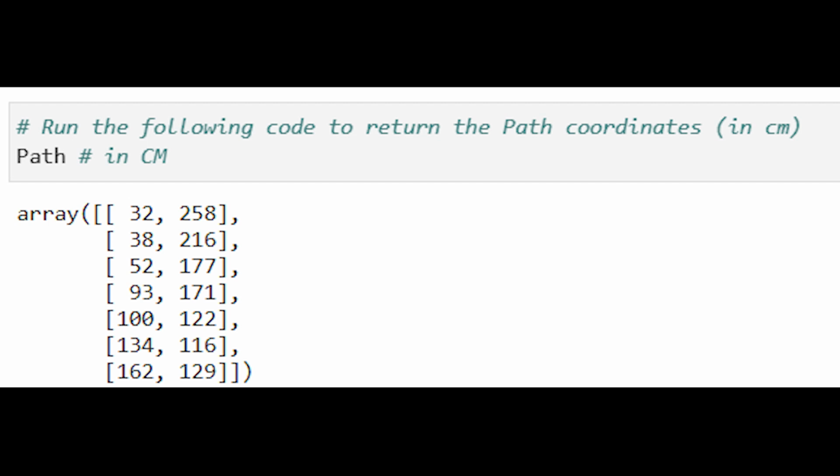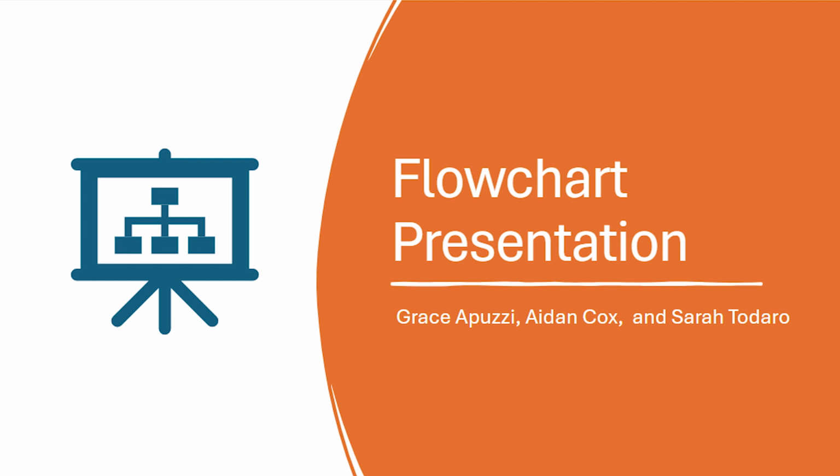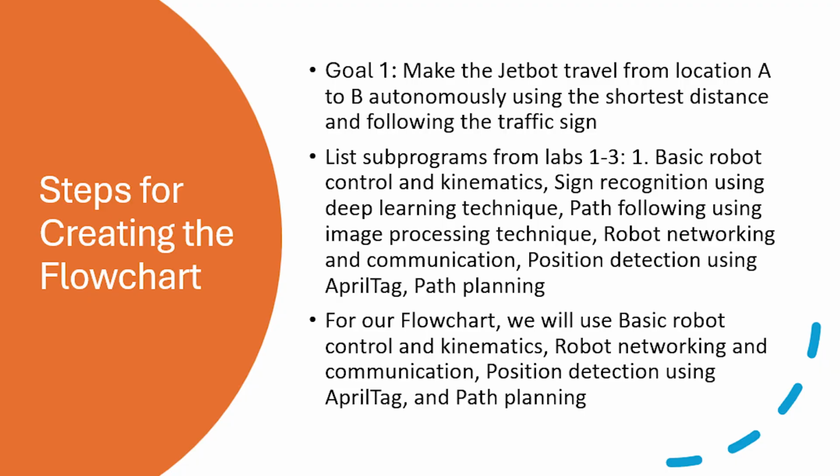Next, Sarah will explain the flowchart that we used to ultimately create our demonstration. This is our presentation of the flowchart that we created to explain our process for the team-defined task demonstration. The overall goal of the process that was given in our prompts is to make the JetBot travel from location A to B autonomously using the shortest distances.